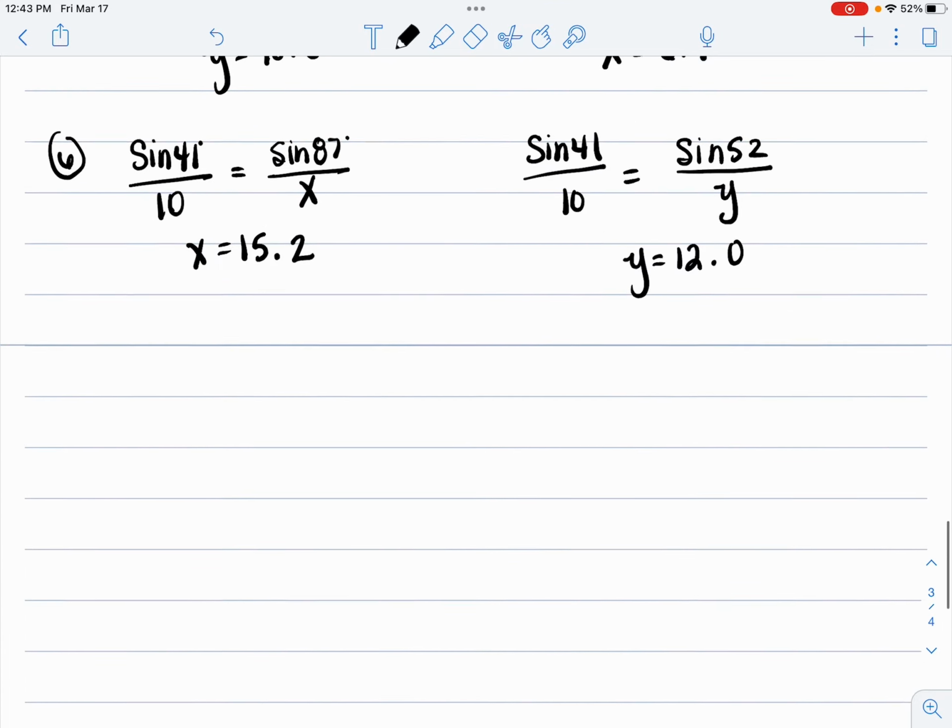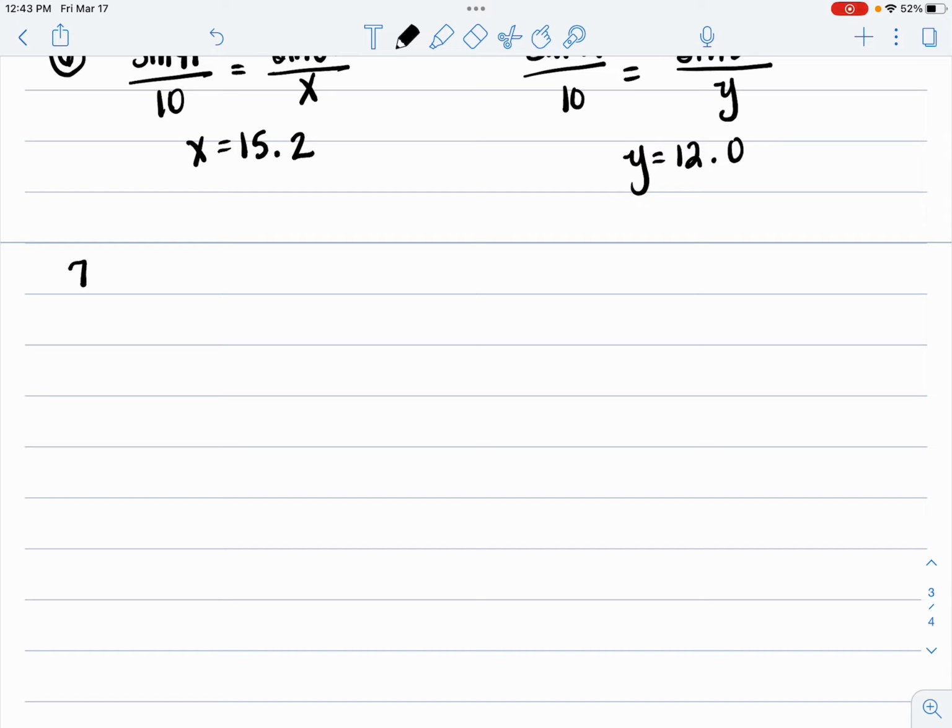Number 7. These are very repetitive. So on number 7, I can see that 80 and 13 are across from each other. So I'm going to have the sine of 80 over 13. Right? Okay, so it looks like they give me the 40 across from the x, so I'm going to go ahead and use that one. So the sine of 40 over x. And 13 times the sine of 40, I'm going to divide that by the sine of 80. And I get 8.5. So x is 8.5.